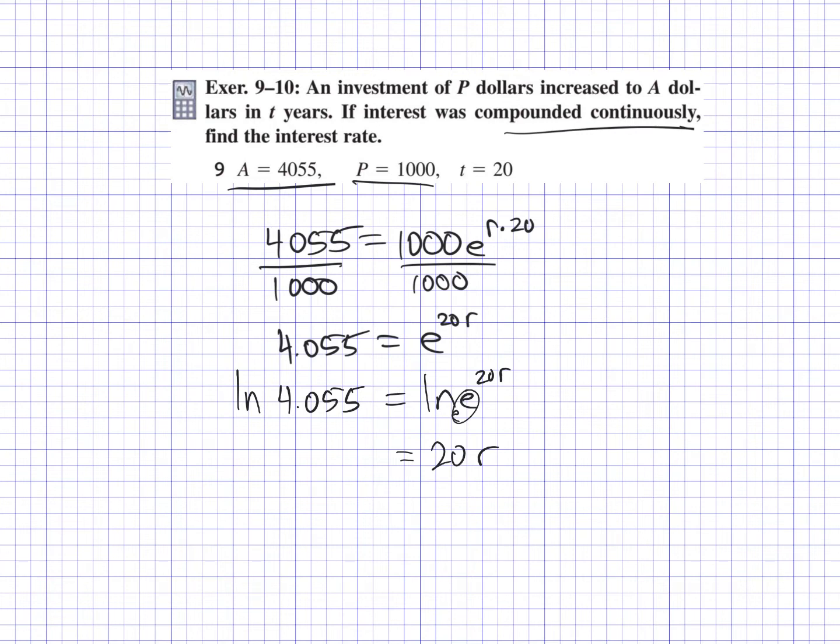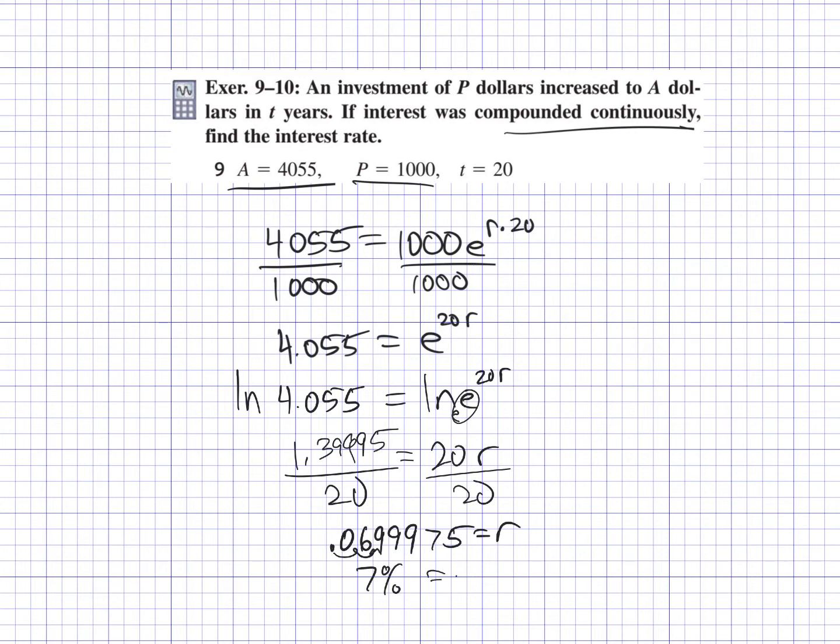And so you take the natural log on your calculator of 4.055, and that's 1.39995. Now divide off the 20, and that gives us 0.069975, or we could say 7%. That would be a rough estimate, or pretty close, good estimate, but they'd probably say 6.99%. Okay, so that's the rate that you're going to have to use.